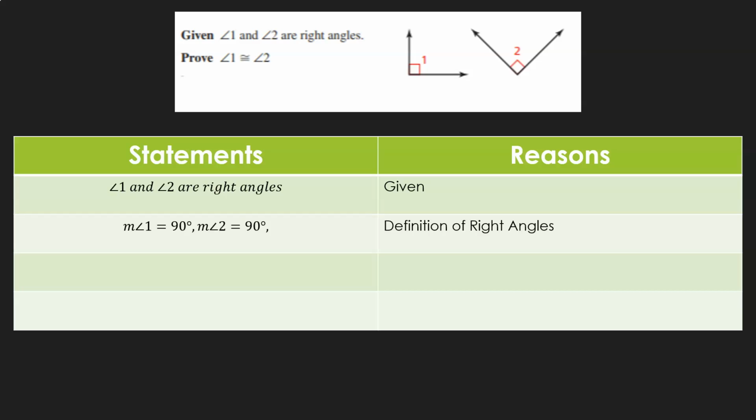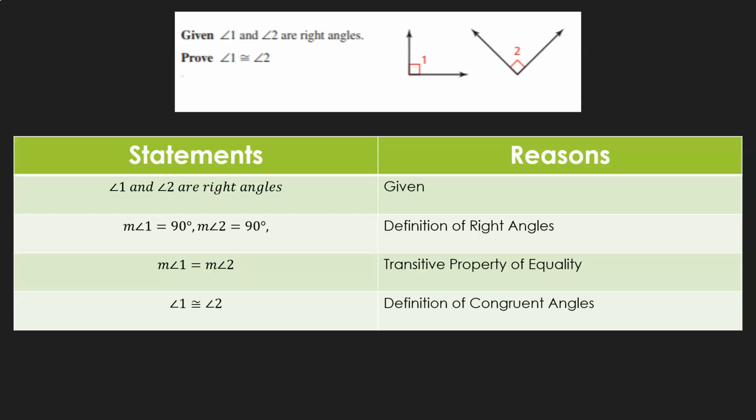Now that I have that the two angles equal the same degree, I can link them together like cars on a train. And I have measure of angle 1 equals measure of angle 2. This is by the transitive property of equality. And when I know the measures are equal, I know that means they are congruent because congruent means they have the same measure. So I have angle 1 is congruent to angle 2, and this is by the definition of congruent angles.